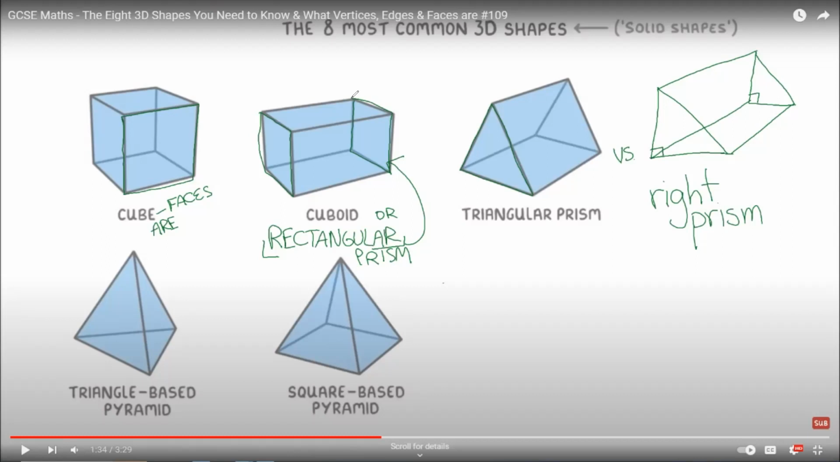Usually I just think of a cuboid as a box. Cubes have faces that are squares. So the cube is going to have a very specific formula because all of the faces are square, whereas a cuboid is going to be made of rectangles instead. So it's just saying the base or the faces are rectangles.